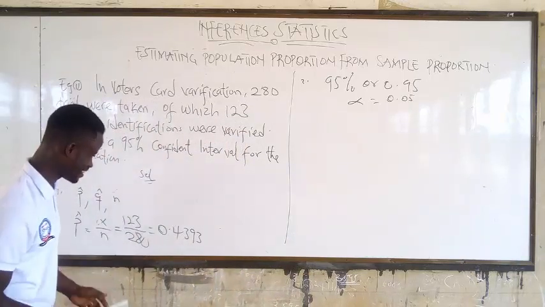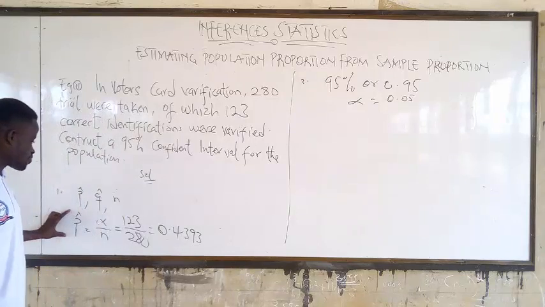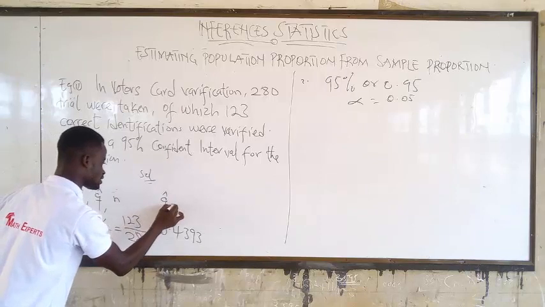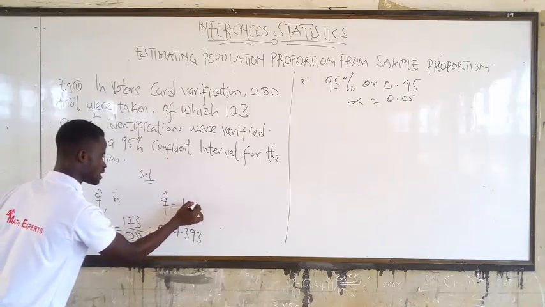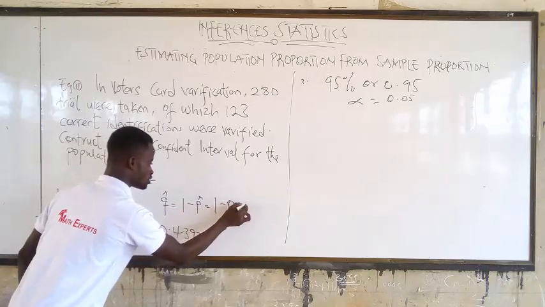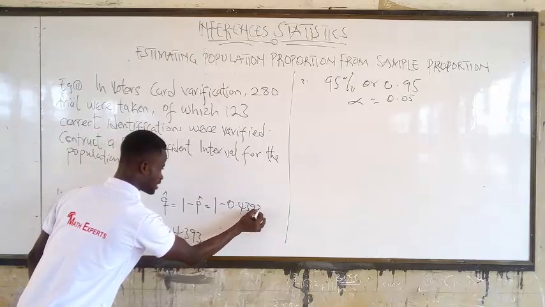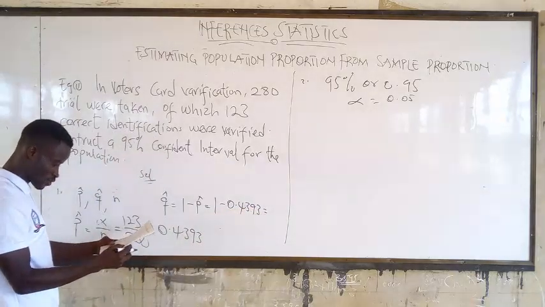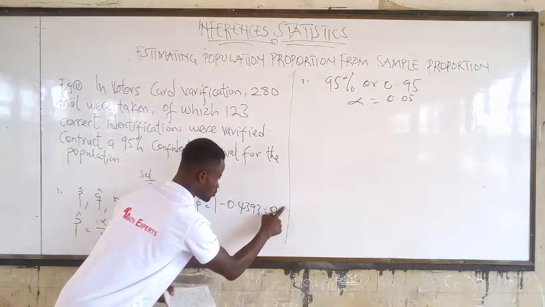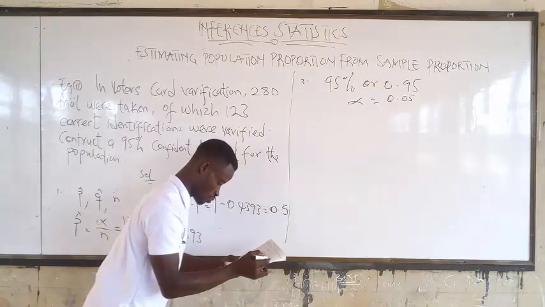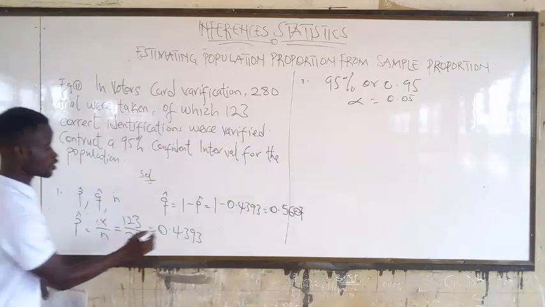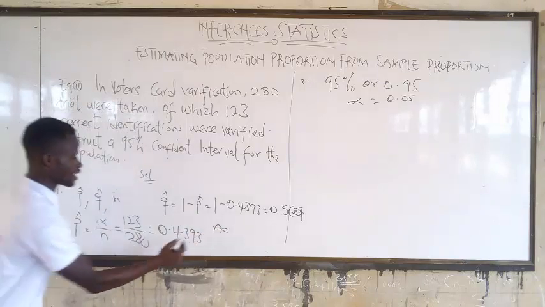After getting the p hat, we can go for q hat, that is 1 minus the p hat. So that is 1 minus 0.4393, which gives us 0.5607. And you know our n is 280.